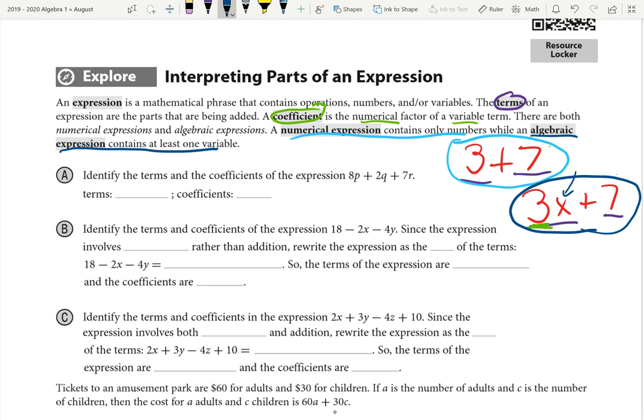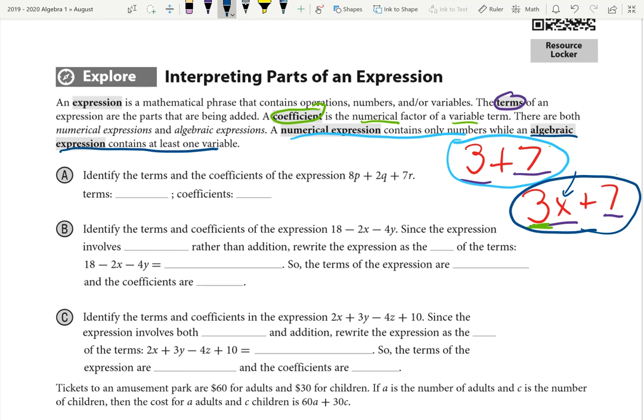The light blue was an algebraic expression and the darker blue was the, did I say that backwards? The light blue is the numerical expression and the dark blue is the algebraic expression. The difference between them is the algebraic one has a letter in it. It has the variable x. So that's just a rundown of some of those terms, some of the definitions.